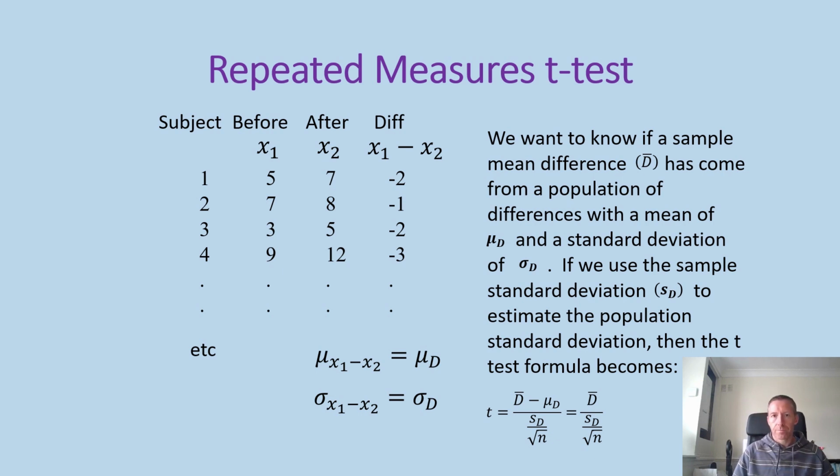Okay, so if you look at this table here, we've got our participants under the column subject, so we've got 1, 2, 3, 4 going on, and then we've given them some sort of test or scale or measure, treatment, manipulation before, time x1, and we've measured each participant's score, so 5, 7, 3, 9 for different participants, and then we've measured them at a later time after, and we've recorded their score on the second occasion, 7, 8, 5, 12.